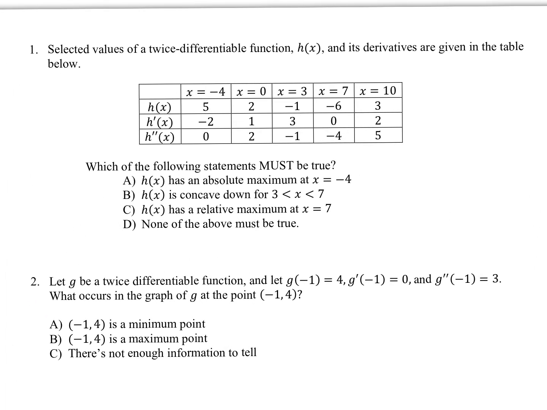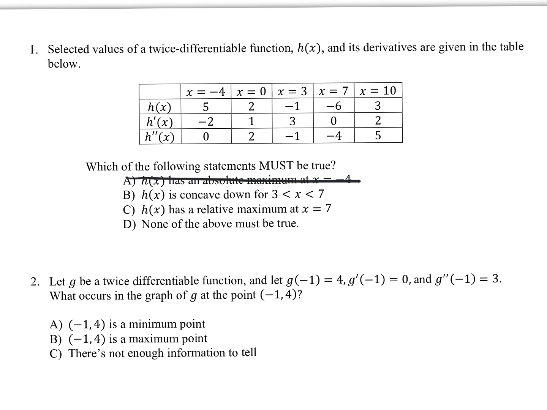Here we go. It says, which of the following statements must be true? Here's what we know about h prime and h double prime. For h to have an absolute max at -4, do you agree that 5 is the biggest value of those h's? Okay, so you might be tempted, but do we know what's going on in between? Could I have way bigger values at other x values? So I'm not ready to say that that is my biggest value. And they said, which one must be true?